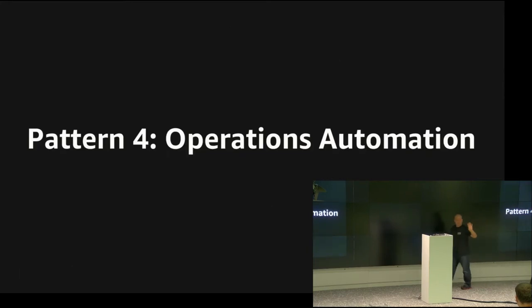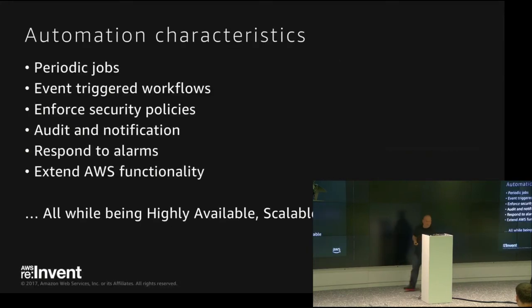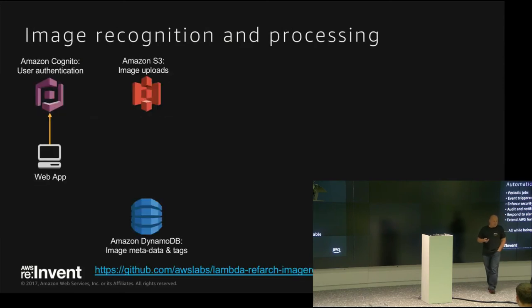Last pattern, operation automation. Automation characteristics are usually events triggered by some workflow. They might help you enforce the security policies. I will show you an example. They can respond to alarms and so on. So here's the example of image recognition that you can run on your own. Here's a link to GitHub. The presentation will be available to you, so you can try it yourself.